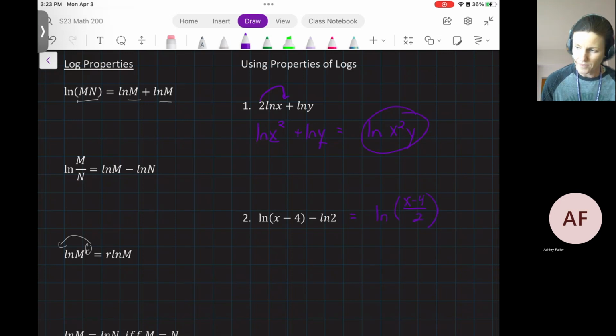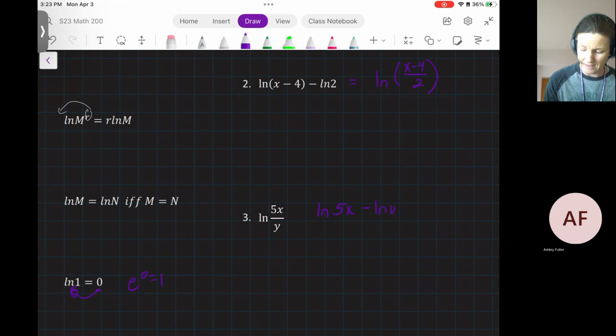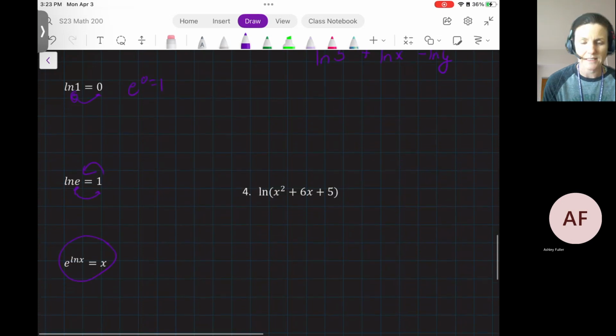Our third example here, we're going in the reverse direction. So notice I can separate this into ln of 5x minus ln of y. But then because this is a product, I can further separate it into ln of 5 plus ln of x minus ln of y. And last but not least, this one, it doesn't appear we can do anything.